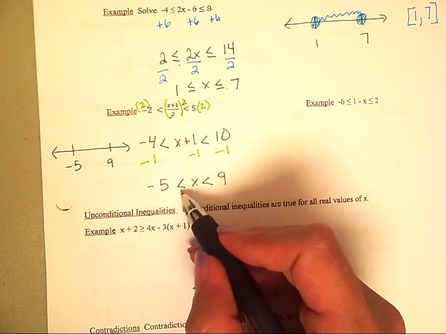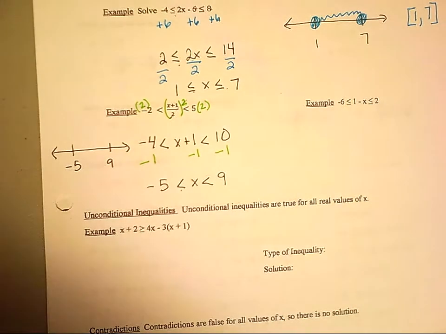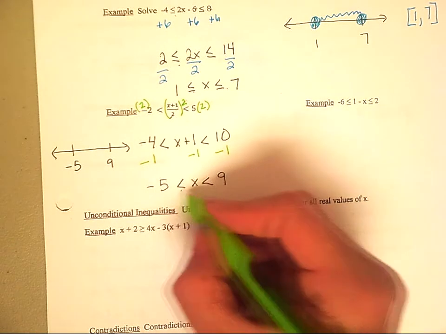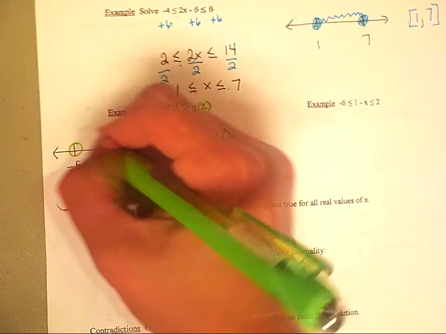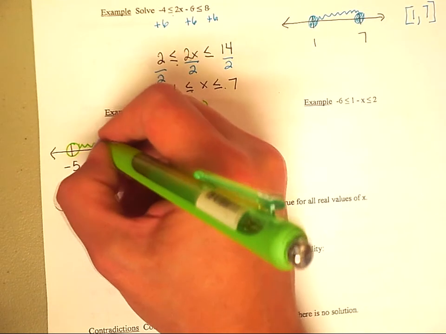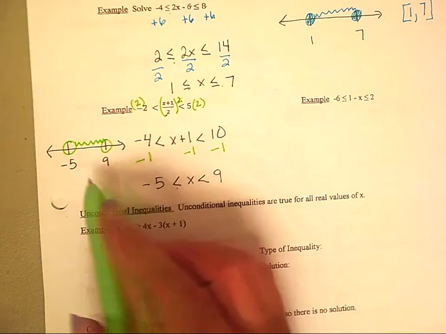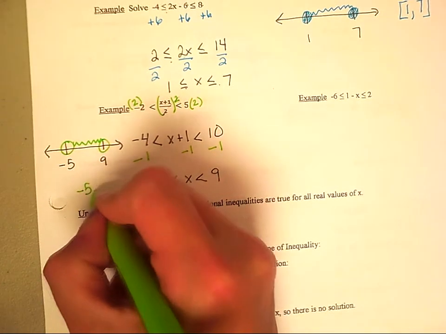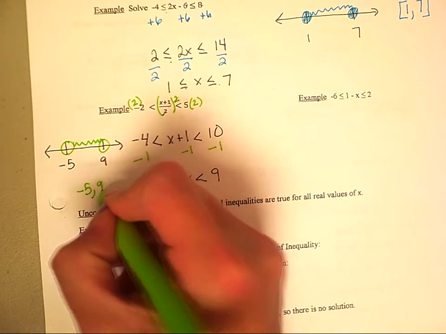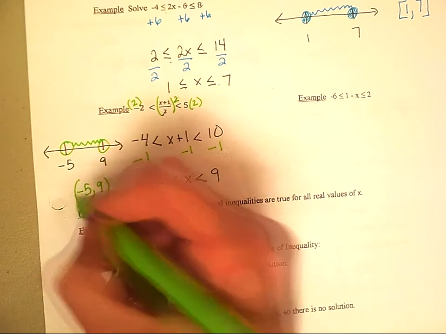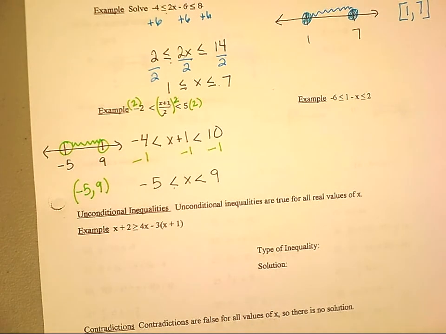On a number line, our two important numbers are negative 5 and 9. They will get open circles because there's no little line underneath here. Open circles, and any number in between them will satisfy it. So in interval notation, the lowest value is negative 5, comma, the highest value is 9. Neither of these are included, so they'll get parentheses.